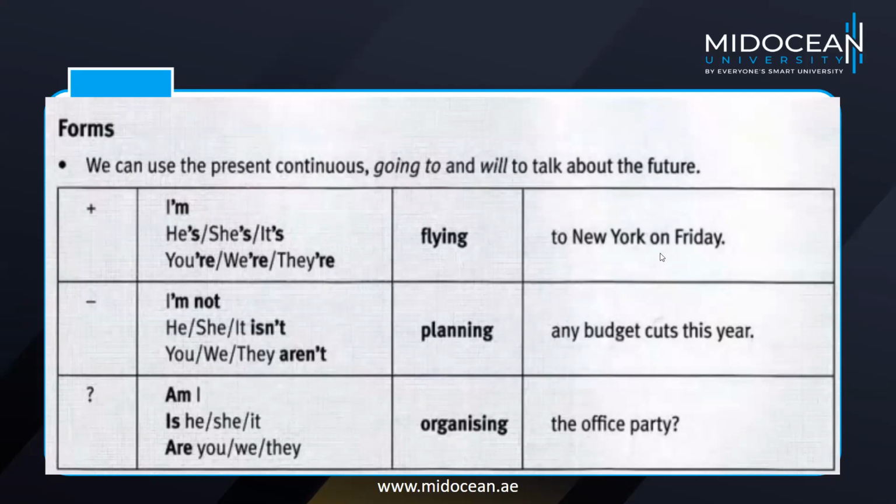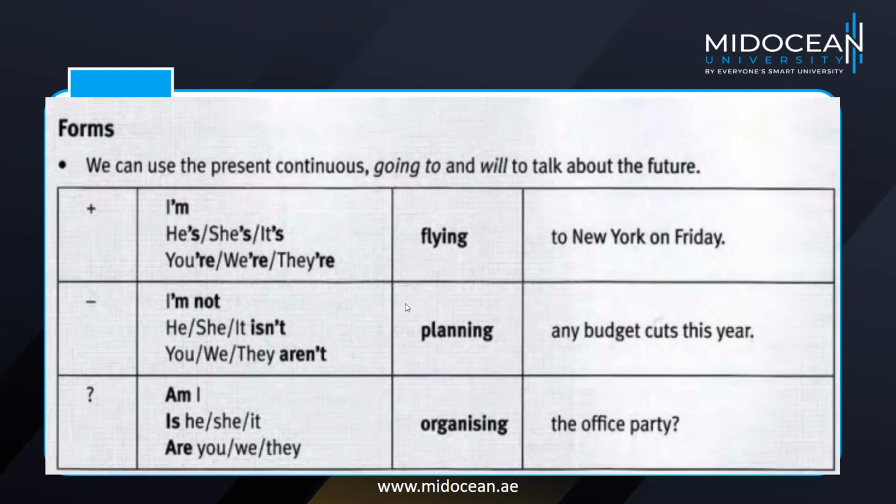I'm flying to New York on a Friday. She is flying to New York on a Friday. We are flying to New York on Friday. So, am, is, or are plus the verb, like fly, plus the ing. This is in the positive sentences. While in the negative sentences, guys, we put not, just like the present continuous exactly.